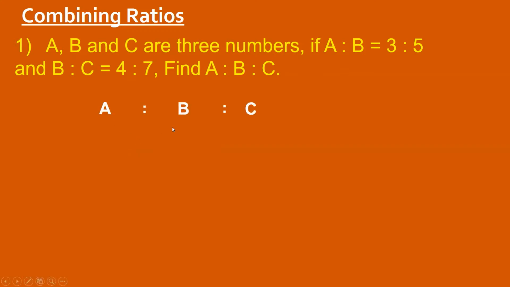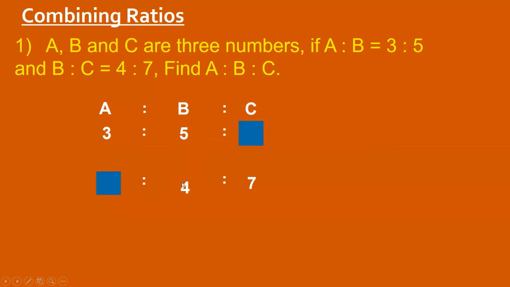The ratio between A to B is 3 to 5. And we don't know C, so let's put a square here. And the second ratio between B and C, which is 4 to 7, and we don't know A, so let's put a square. So to find the ratio of A to B to C, let's look here. Which one has 2 ratios? B. So we can say that we have here full house. 5 and 4. The 2 ratios are already here with me.